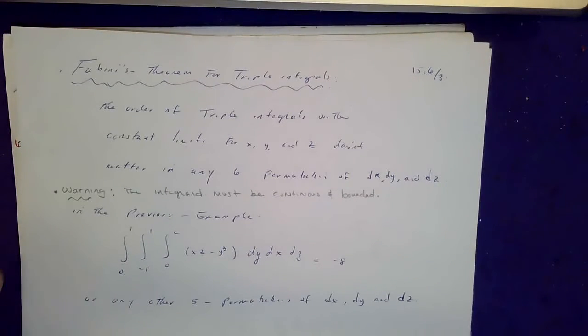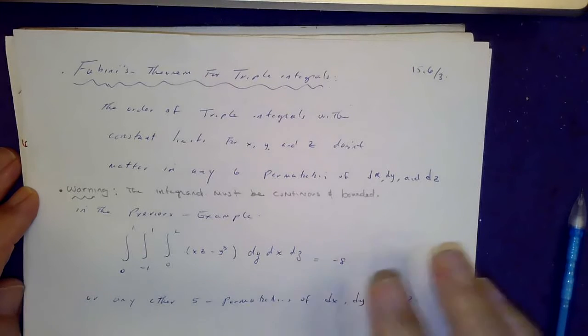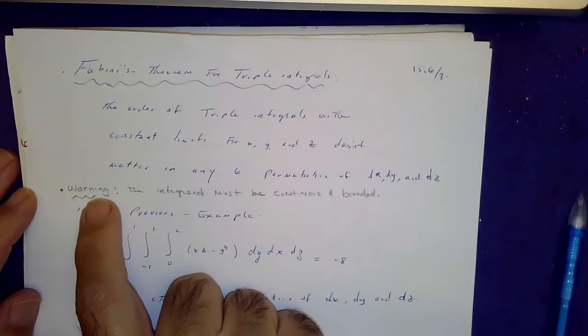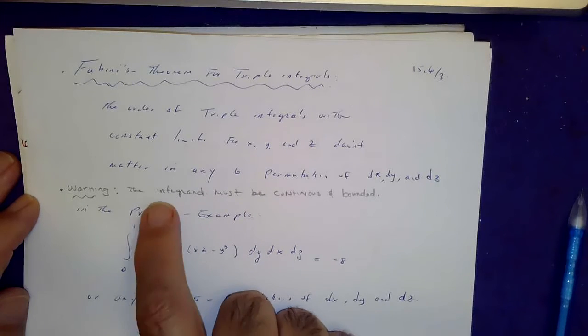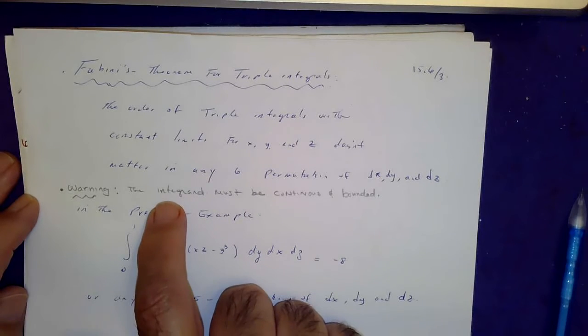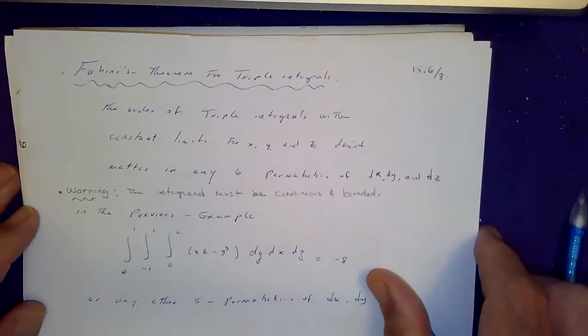Remember, Mr. Fubini proved what? If the limits are constant, the order of integration doesn't matter. But be careful, there are occasions when they may not come out the same, even though the limits are constant, so you've got to always make sure the integrand is continuous and bounded.